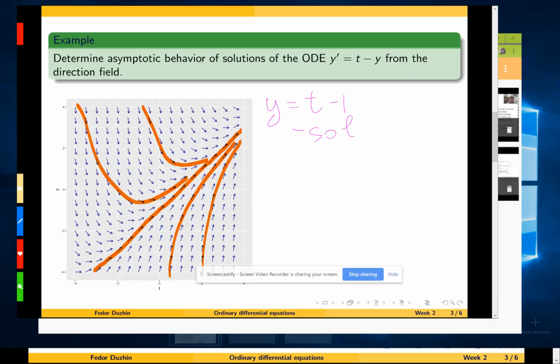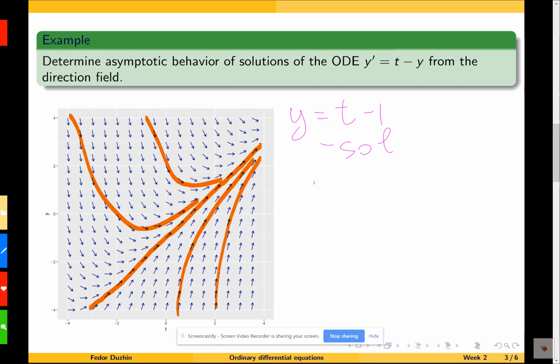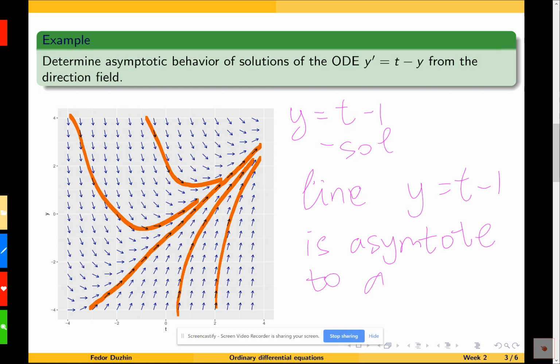So it means that here, the asymptotic behavior of solutions is that they do not approach a particular limit, but the line y equals t minus 1 is an asymptote to all solutions.